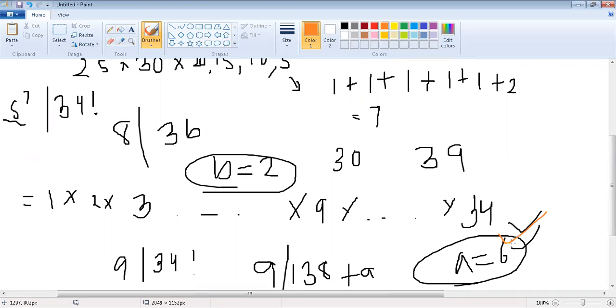So we found out a and b. Let me use a different color. So a is 6, b is 2. I hope you enjoyed the solution.